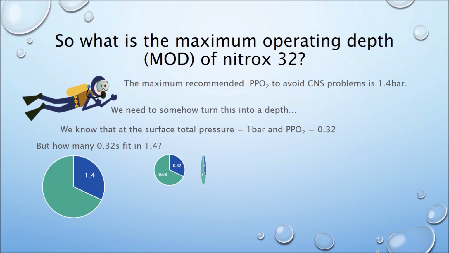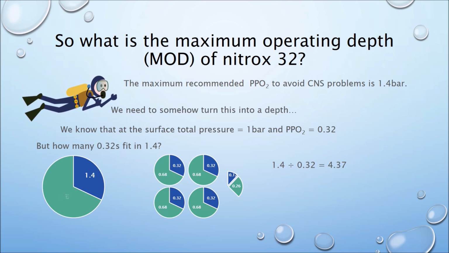So last time we were multiplying. This time we're going to do a division. And we can see here 1.4 divided by 0.32 is 4.37. You can do that on a calculator, and it's the easiest way of doing these calculations. It's actually 4.375, but because we want to be prudent, safe divers, we always round down when you've got odd little numbers like that.